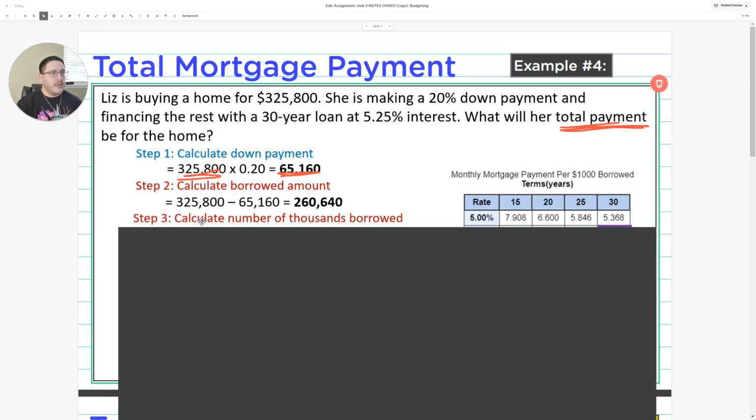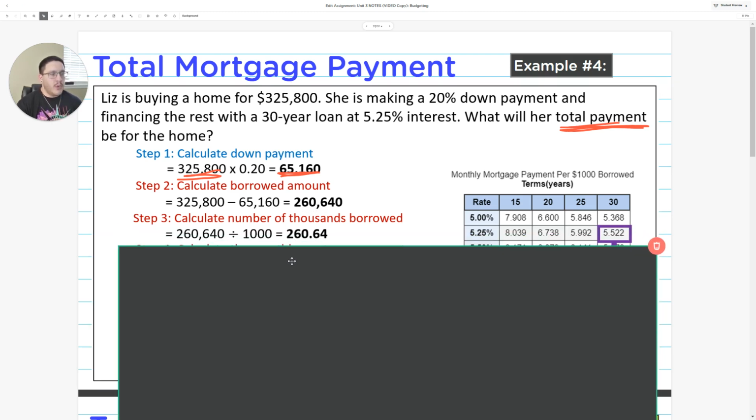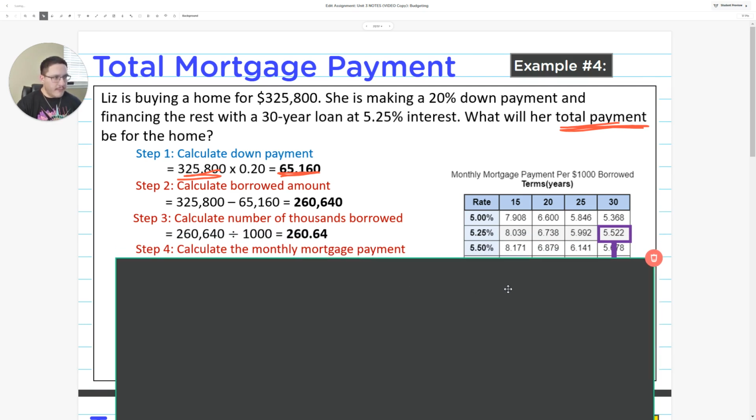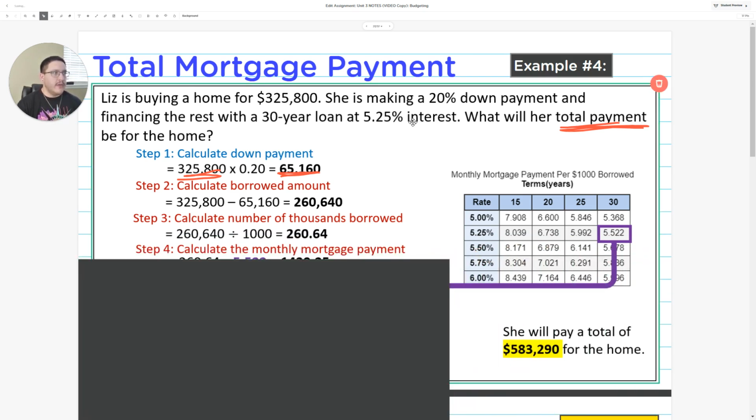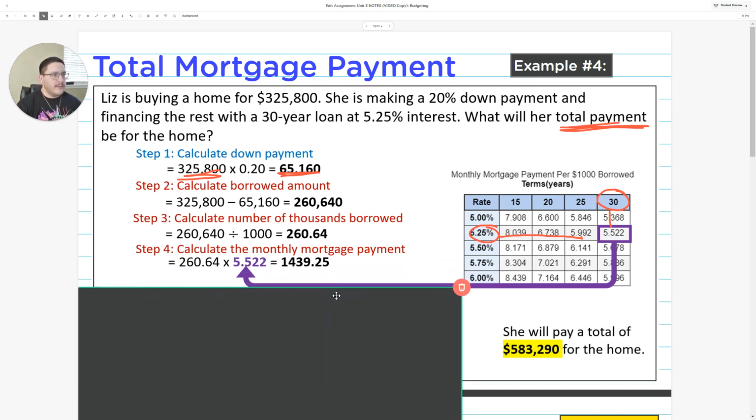Step 3, we're going to calculate the number of thousands borrowed. So we're going to take this amount right here divided by 1,000. We get 260.64. Step 4, calculate the mortgage payment. So this is based off of a 30-year loan at 5.25% interest, which means we're going to be using 5.522 and then multiply that with 260.64. We get $1,439.25. So everything up until this point we've done before in example 3.